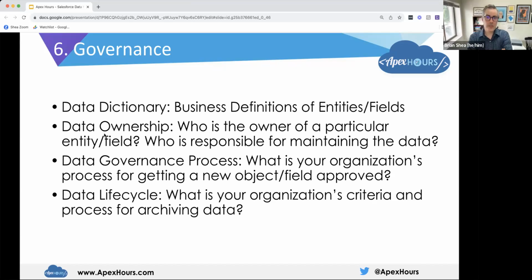Data ownership. So who is the owner of a particular entity field? Who is responsible for maintaining the data? This is really important. If we're creating a field that somebody wants to consume the data from, it's really important to know who's going to be the owner of that field and who's going to input data into that field, and what the process is for inputting the data. So it's not just about putting a field in, but about knowing the roles and responsibilities in the process for having that data populated and consumed.